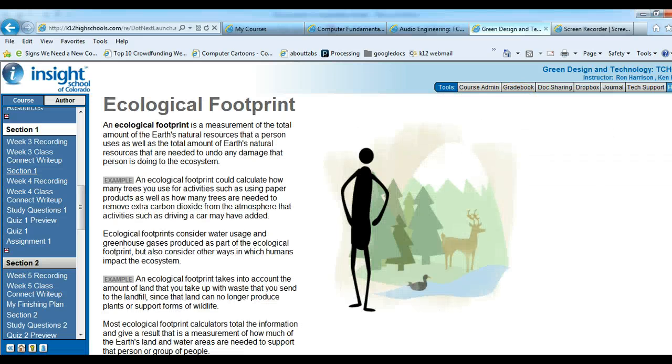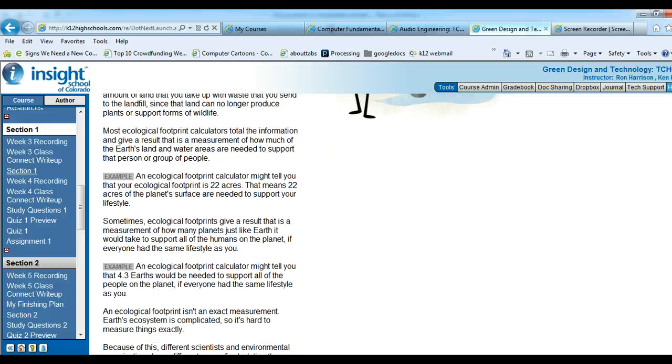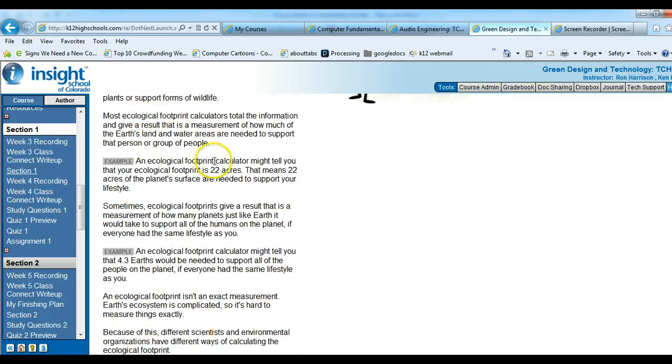Now we get an overall ecological footprint. So the same thing: how much impact do you have on the ecology? This talks about water usage, greenhouse gases produced, and things like that. So you go through this, and you can see what it does when you do the ecological footprint. It might say that your ecological footprint is 22 acres. That means that 22 acres of the earth is needed to support your lifestyle. And then it could also say that if everybody lived like you, we would need 4.3 Earths. So you can see, imagine the impact there.